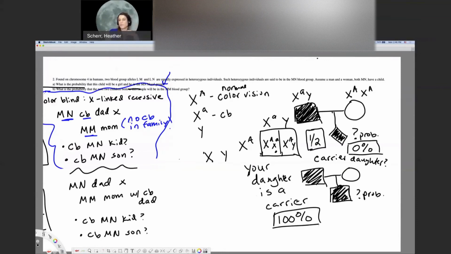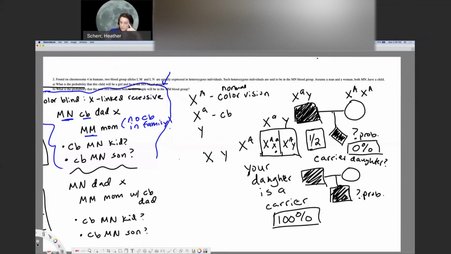So someone's pregnant, what's the probability that the baby you're going to have will be a carrier daughter? Honestly, it's one of those two options, so that's 1/2. What's the probability that the daughter you've already had is a carrier? 100%. Yep.